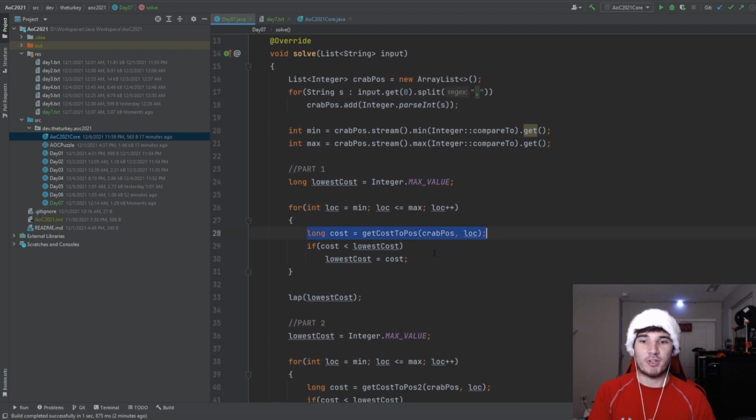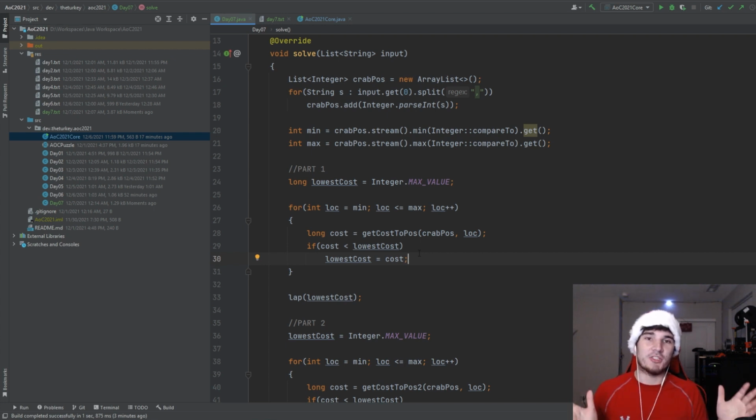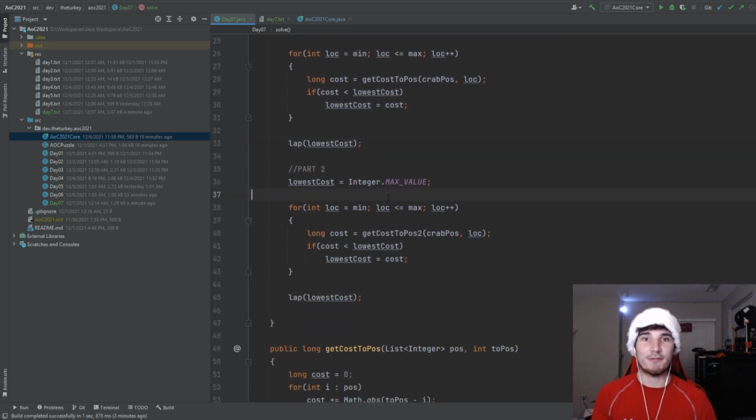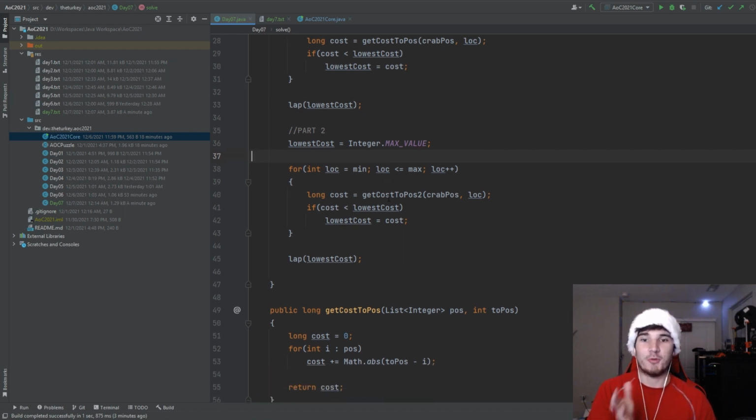And then based upon that return, if it is lower than our current lowest cost, we'll then set our lowest cost to that new value and continue that process until we've gone through all the possible positions and we have the lowest cost now saved. And that's part one. I was afraid that was going to be too naive for part two, but turns out no. Turns out that part two works exactly the same way.